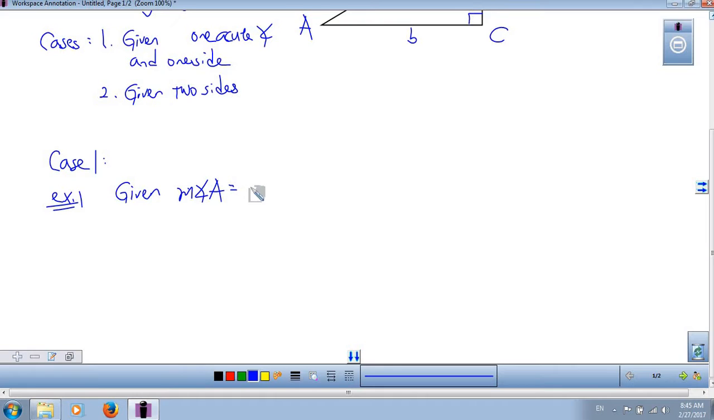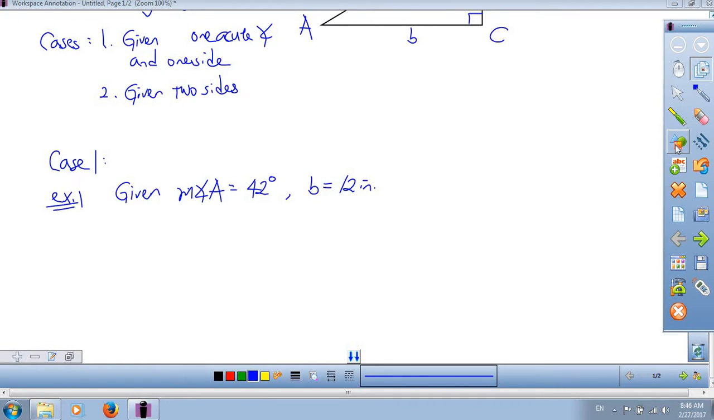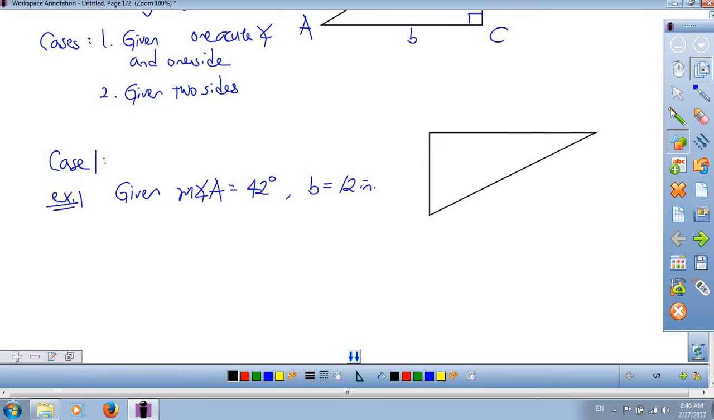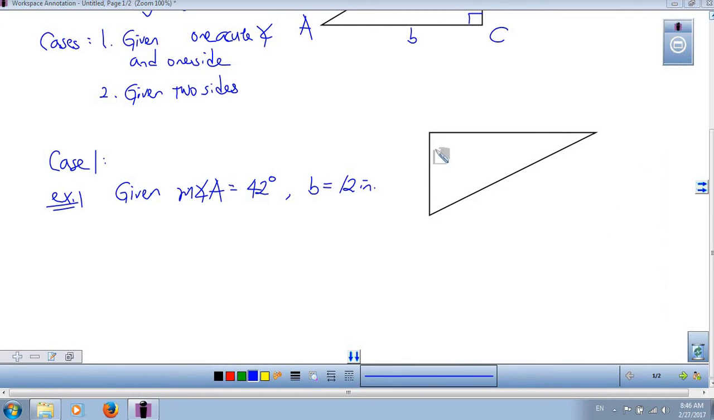Let's say given angle A is 42 degrees, and side B is equal to 12 inches. We want to solve the right triangle. Alright, so the first thing we want to do is draw a fairly accurate figure. We don't have to draw an exact figure, but you want to draw a fairly accurate figure, and you want to label it correctly, because that way it will help you understand the situation correctly.